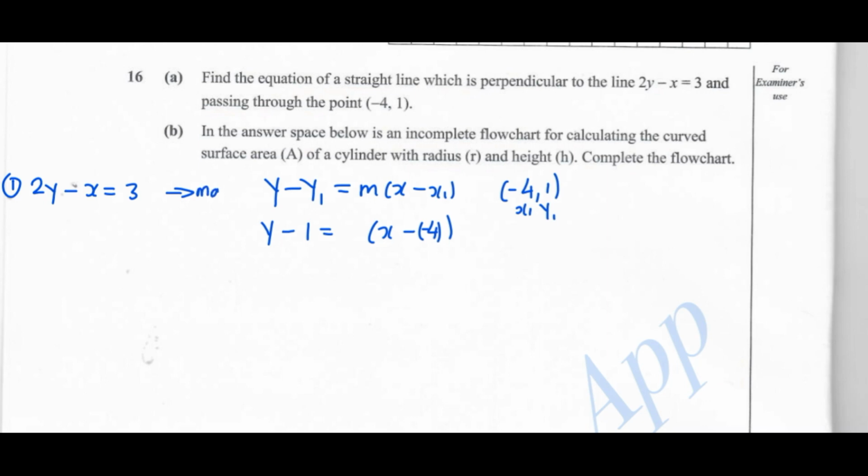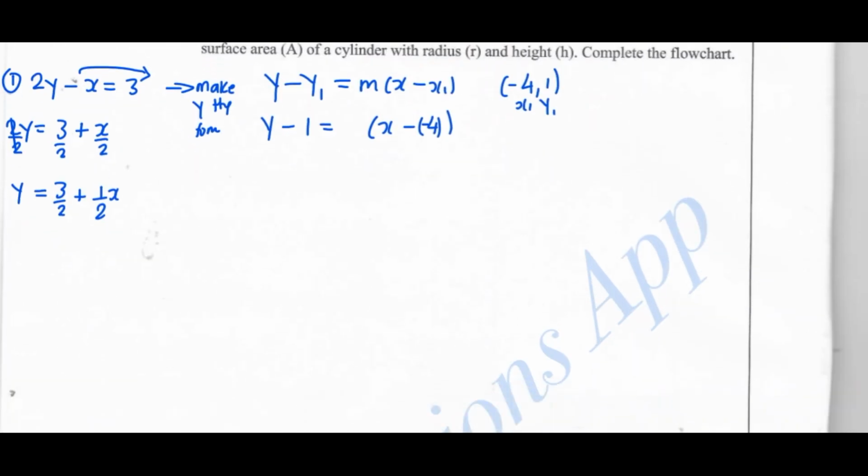So the first one, make y the subject of the formula. So what you do, we take our negative x to the other side, giving us 2y is equal to 3 plus x. So we divide by 2, we divide by 2, we divide by 2. So y is equal to 3 over 2 plus half x. Then here where there is y, we put m for gradient. Then the value is just the number in front of x, which is 1 over 2.